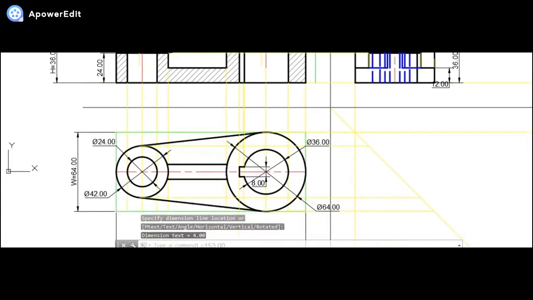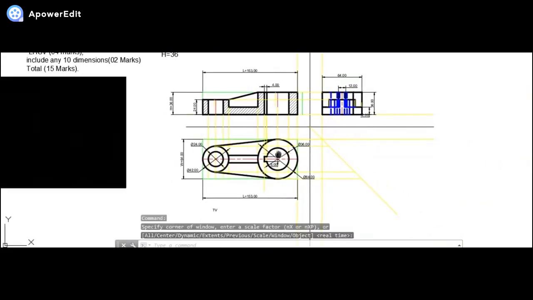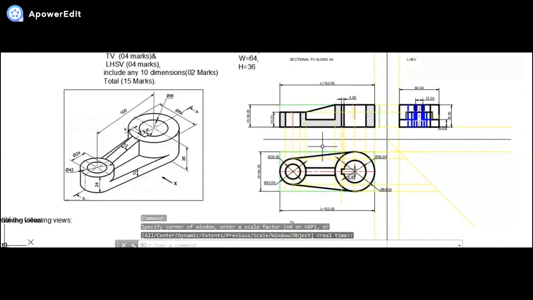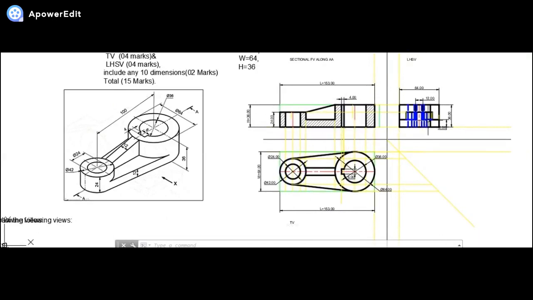Okay, so friends, this was all from my video. Let us just go through the question and solution again. Total is for 15 marks. Sectional front view is for 5 marks. Top view is for 4 marks. 4 marks for the side view and rest of the dimensions for 2 marks.